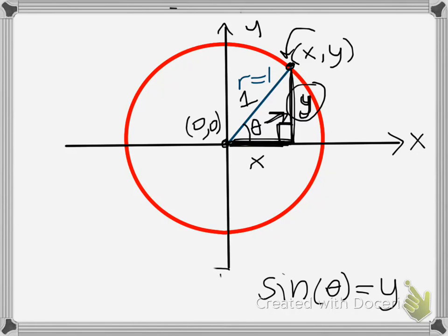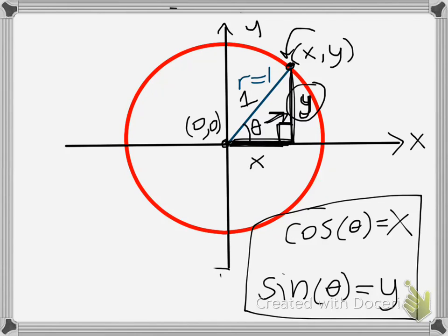So this is interesting. Now what about the cosine of theta? Well, cosine is adjacent over hypotenuse. In this case, the adjacent side to the angle is x. So we can say that cosine of theta equals x over 1, which is just x. So sine of theta equals y, and cosine of theta is equal to x. So we can replace these coordinates with cosine of theta, comma, sine of theta.